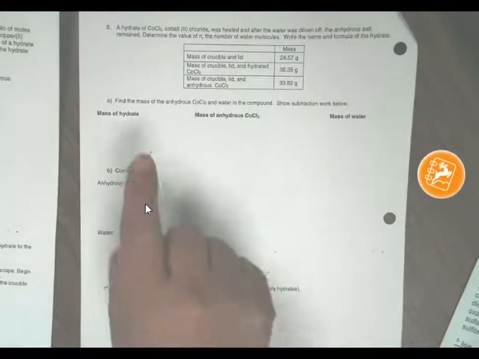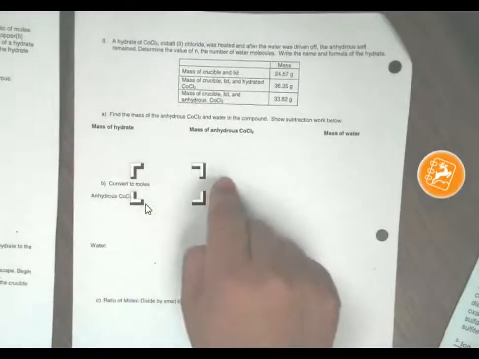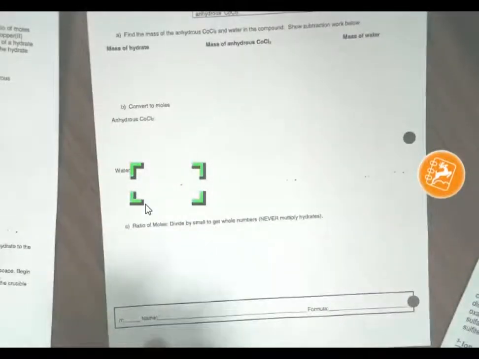And this here is just like the lab example in the notes, the very last page. Please make sure you are putting units, labeling, just like how we did in the notes, finding your mole of anhydrous in water, and then figuring out your formula for the hydrate. So this you will turn in the next time I see you.